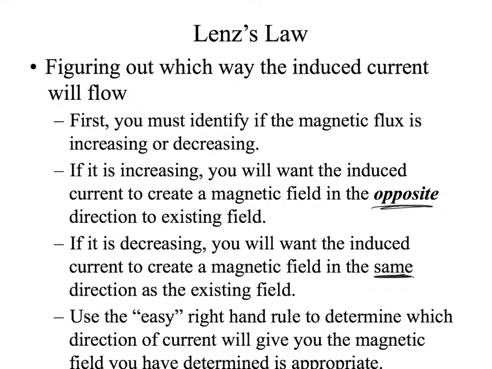And so you first have to decide, do I want to create a magnetic field in the same direction that there is already an existing field, or in the opposite direction? Once you determine that, you just use the easy right-hand rule and try different directions for your current and see which direction will create the magnetic field that you want. And that's how Lenz's law works. If you break it down into a series of steps, it's a lot easier.